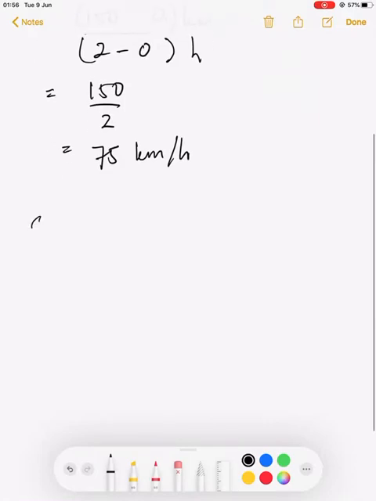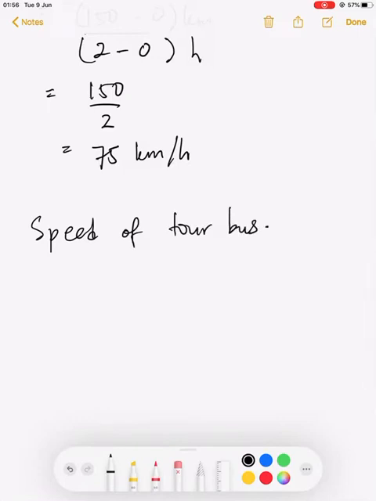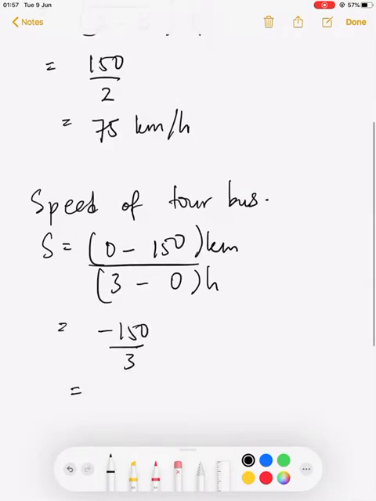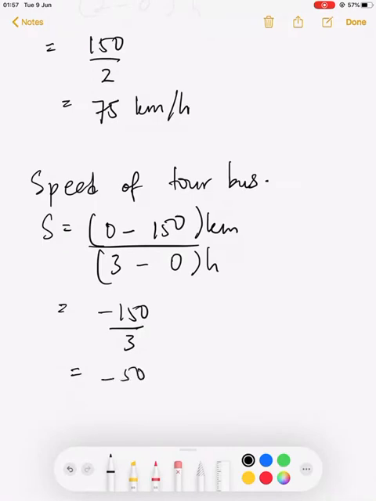How about the speed of the tour bus? The tour bus speed equals final 0 minus initial 150 over final 3 hours minus 0, here hour, here kilometer. So we have negative 150 over 3 equals negative 50 kilometer per hour.